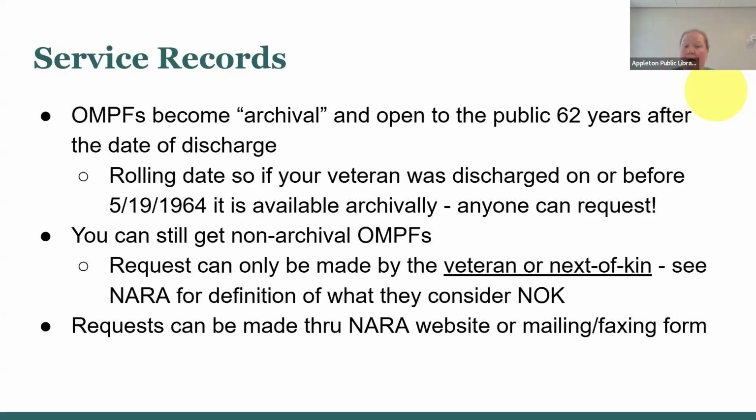But if you are looking for those non-archival ones, where it's been less than 62 years, they have a very specific definition of who next of kin is. It's usually a child or a spouse only through the National Archives. So like me, if I'm a grandchild and I'm trying to get that record, thankfully, hopefully 62 years have passed. If not, I've got to see if I can find a next of kin to request those records.